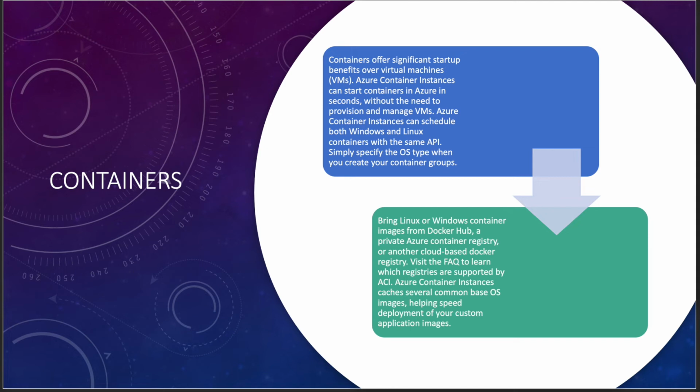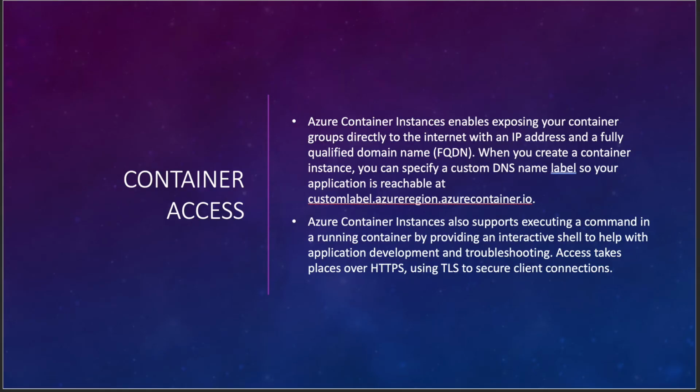You can bring Windows, Linux, any kind of other images from Docker Hub into your private Azure container registry. And again, there's a lot of neat things you can do that go way beyond this test. So definitely check out the FAQ if you want to learn more about this. But just understand that Azure Container Instances will cache several common base operating systems to help you out. That Azure Container Service, Azure Kubernetes Service is something that you're going to be working with as a managed service. Container access, pretty straightforward.